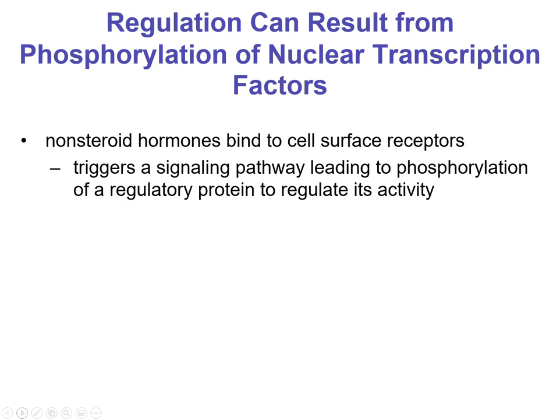So regulation can also result from phosphorylation of nuclear transcription factors. Remember that transcription happens in the nucleus, and so all the same rules apply to the enzymes and proteins in the cytosol. Phosphorylation is a very powerful signal that can change how proteins talk to each other, and it can change the structure and function of a protein within itself. Non-steroid hormones bind to cell surface receptors, and that can trigger a whole signaling cascade that leads to phosphorylation of regulatory proteins, and that will regulate its activity.